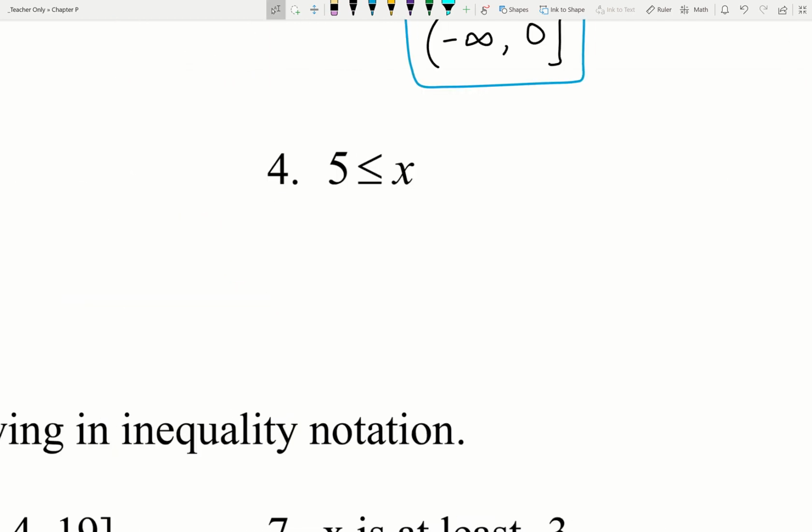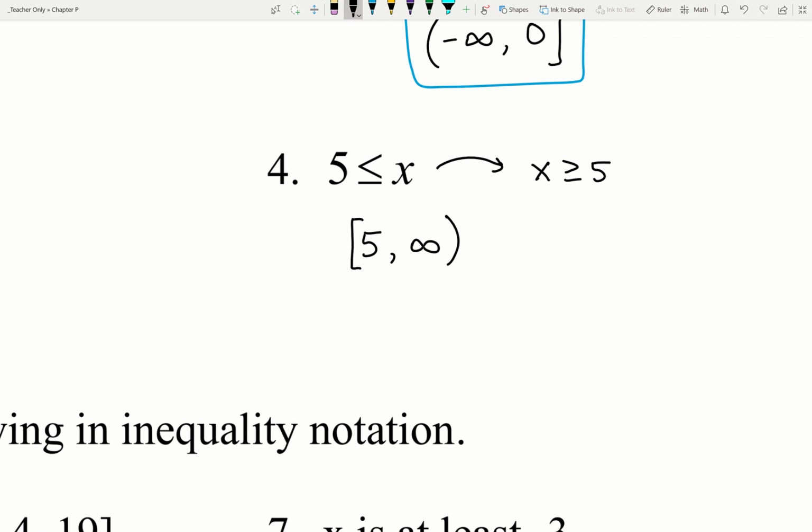For number 4, it says 5 is less than or equal to x. So to just be clear here, we're starting off with the number 5, and we want everything that's greater than that. Another way to write this would be to say x is greater than or equal to 5, where the inequality symbol opens up to the x, just like it did in the previous one. So I might start my list off here with 5, and then just say, because of the or equal to, I do wish to include it. And then there are infinitely many numbers that are greater than 5, so I'm going to go ahead and say it goes all the way to positive infinity. So there would be a way to write that using interval notation.